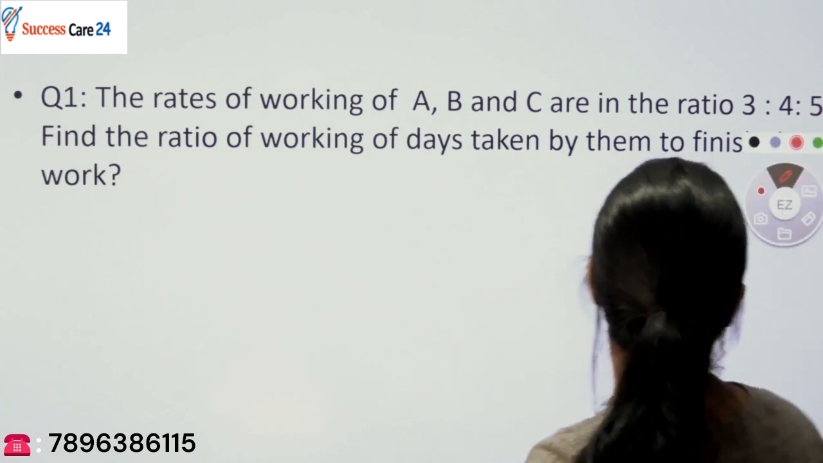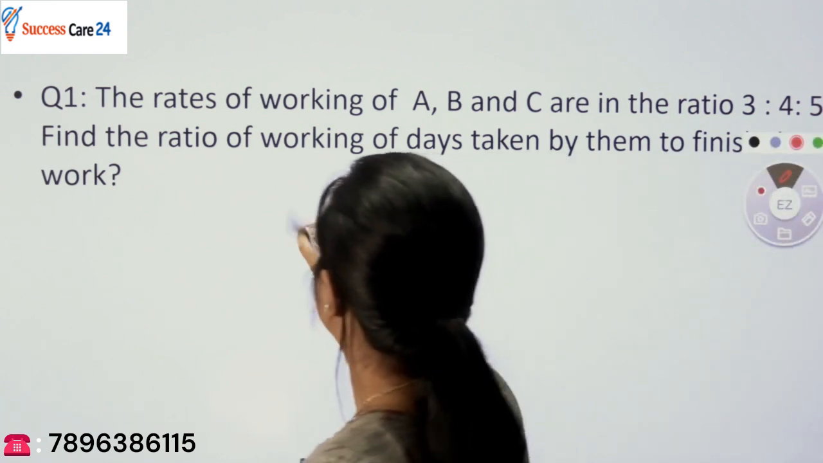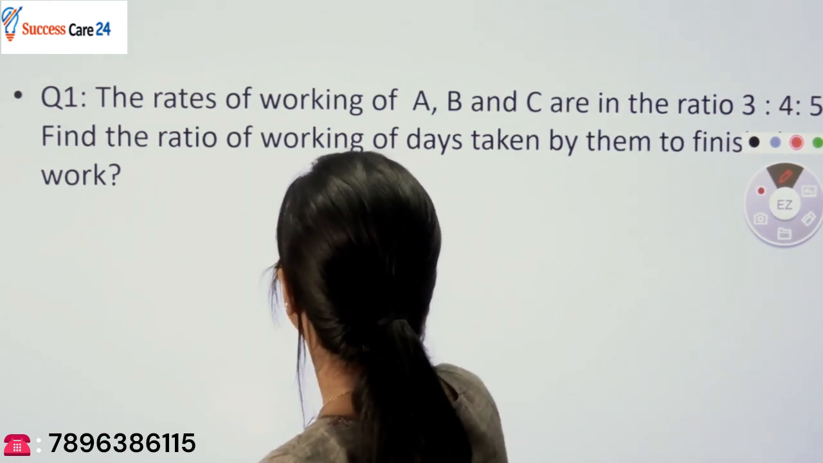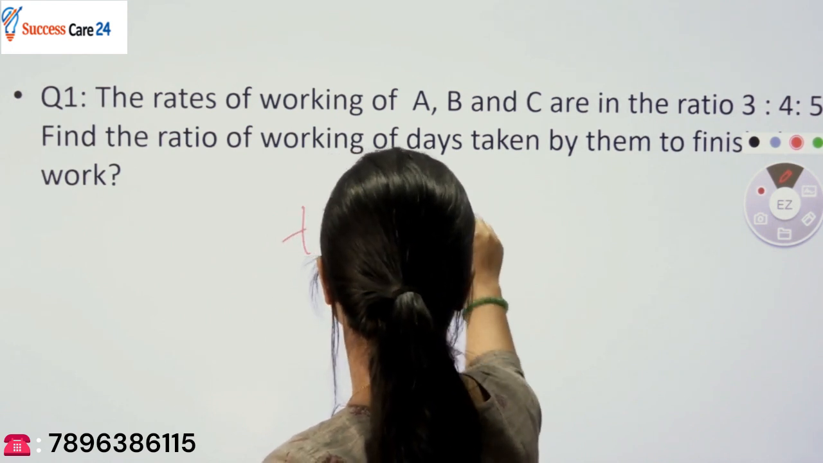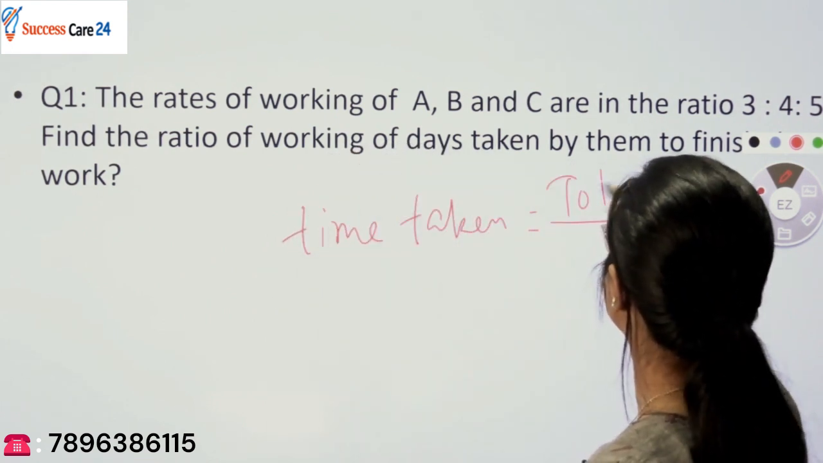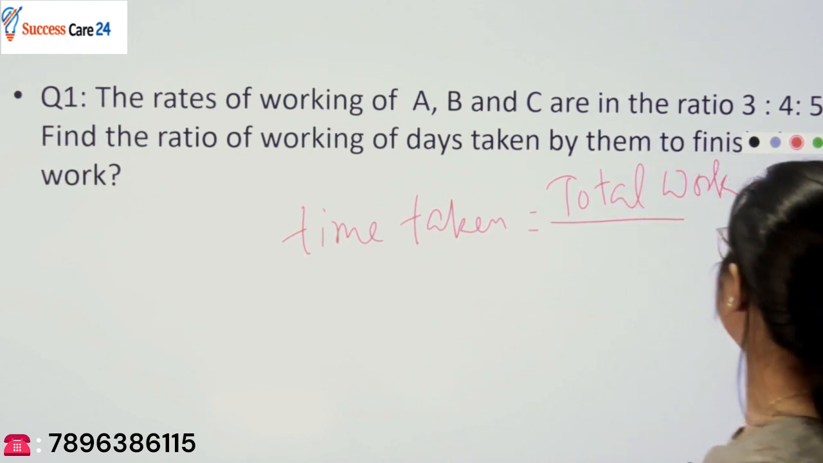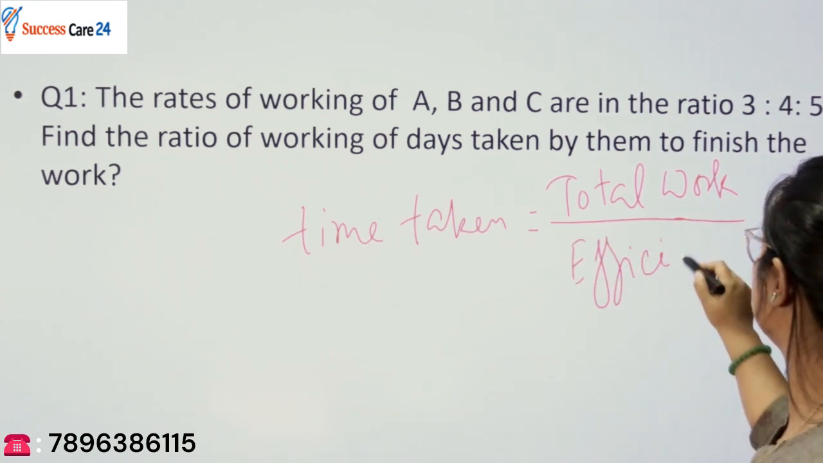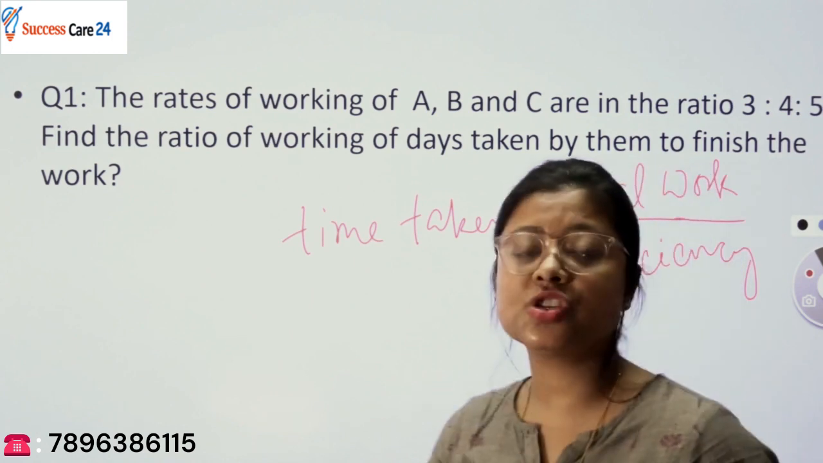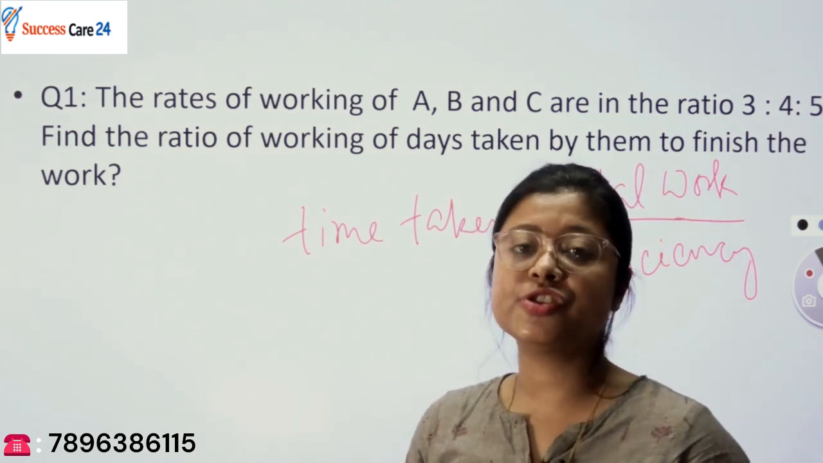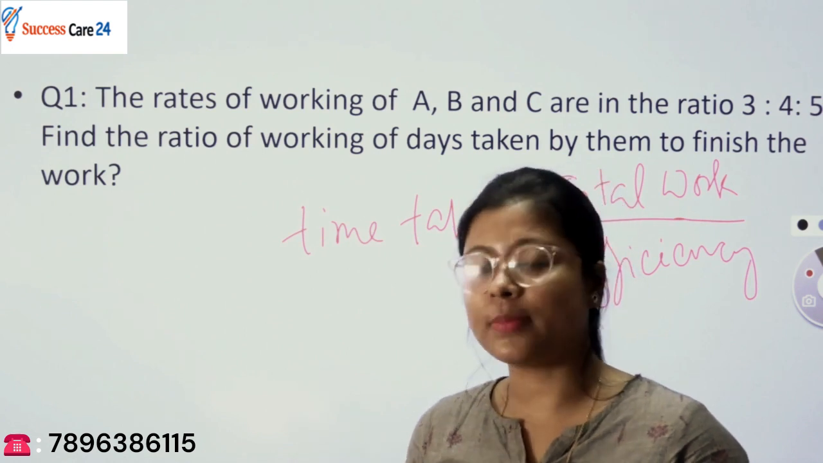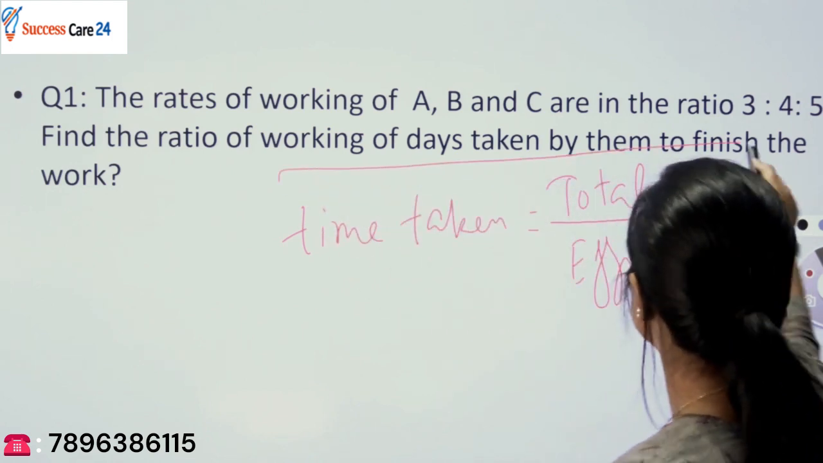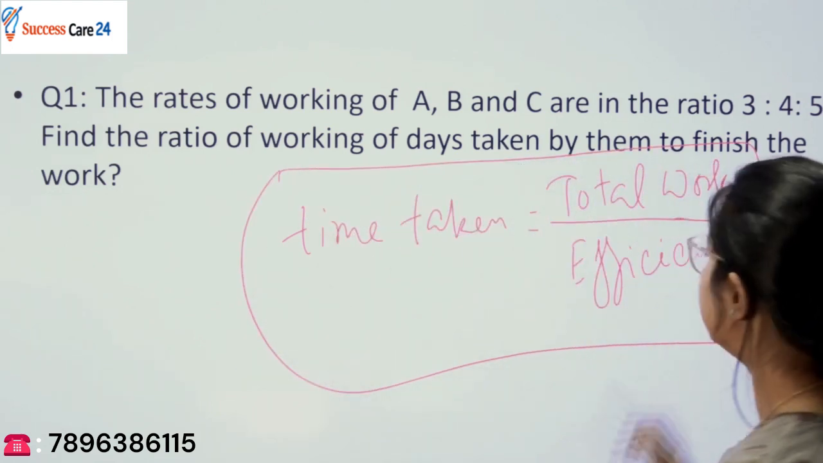So we know the basics: time taken is given as total work divided by efficiency, isn't it? We know that already. So what do you mean by efficiency? Efficiency is your rate of doing work, isn't it? Efficiency is 1 day work. So we can term efficiency as 1 day work, rate of doing work, all right? And the formula for time is given as total work divided by efficiency.